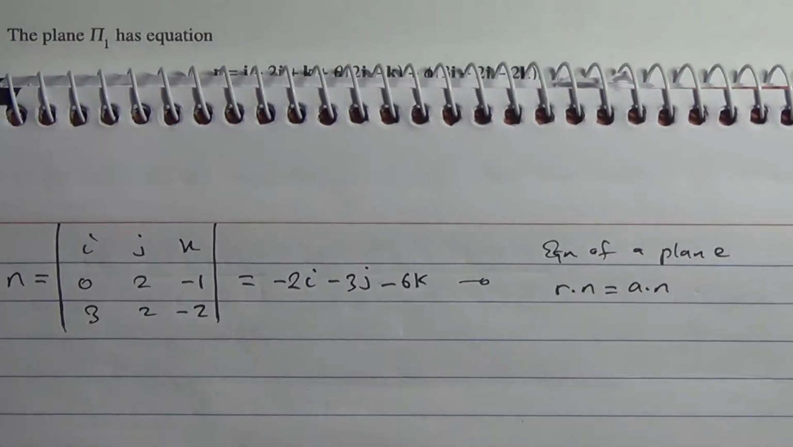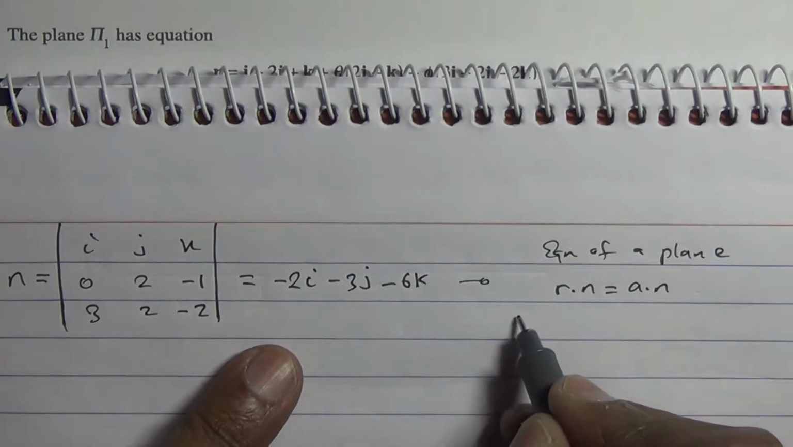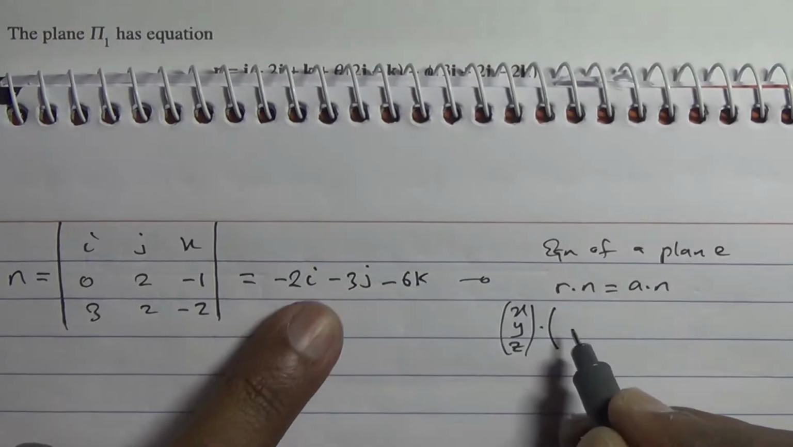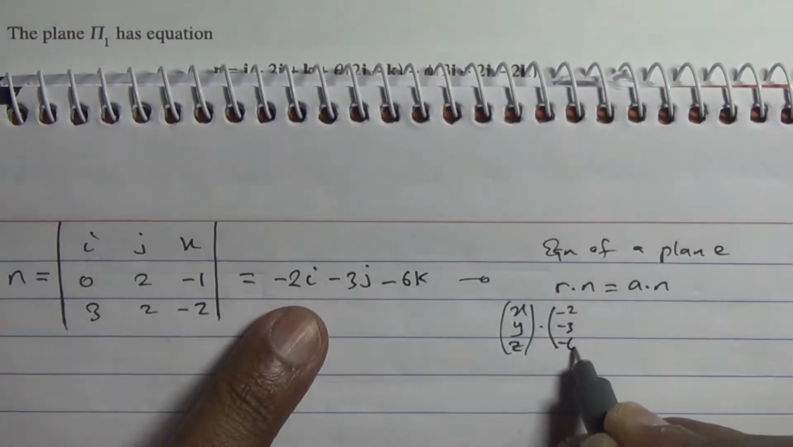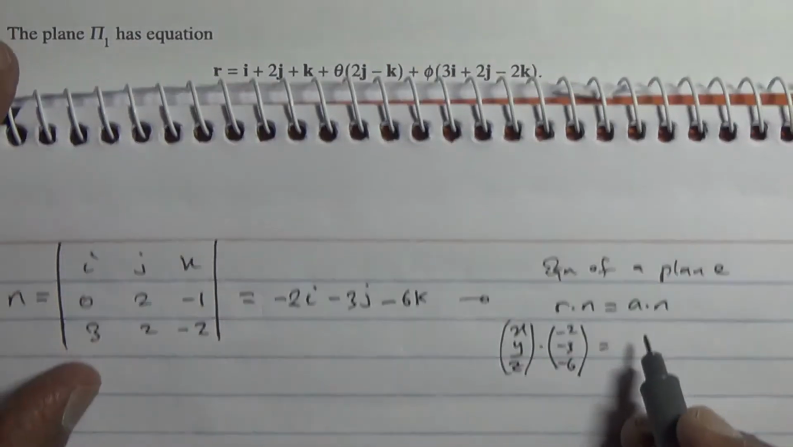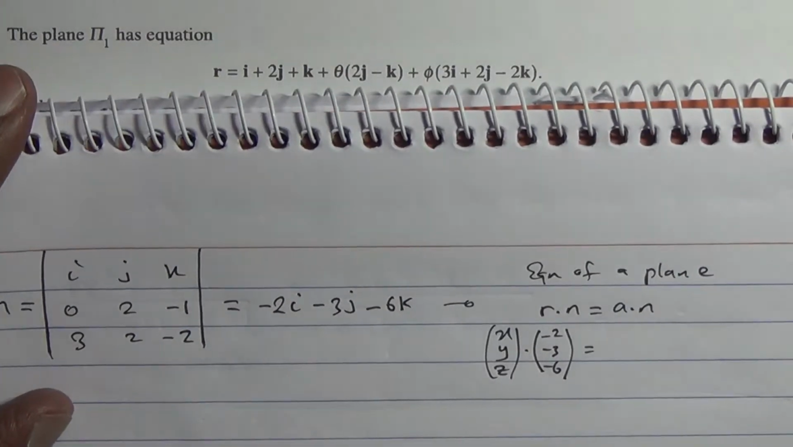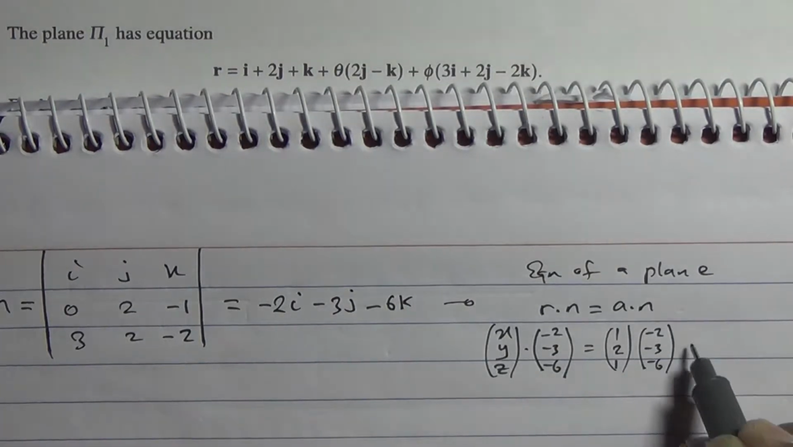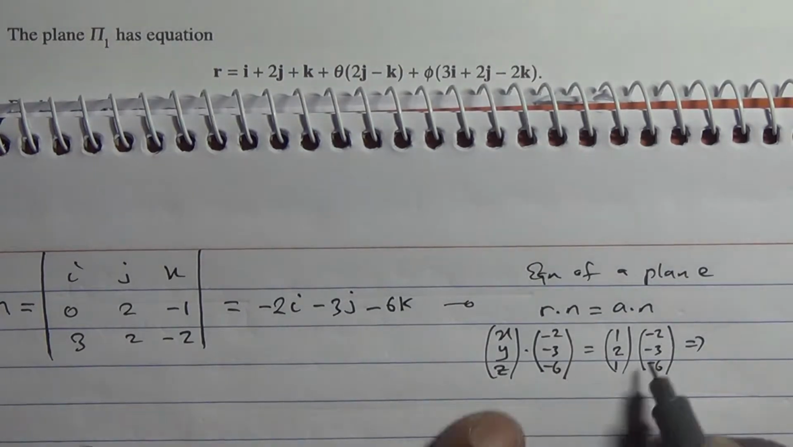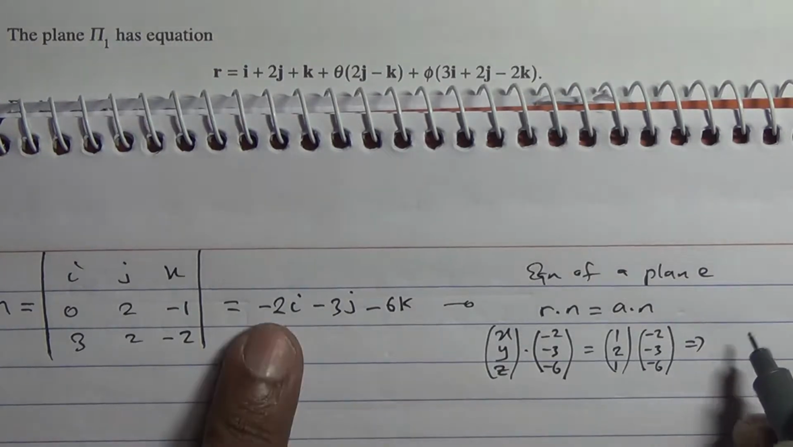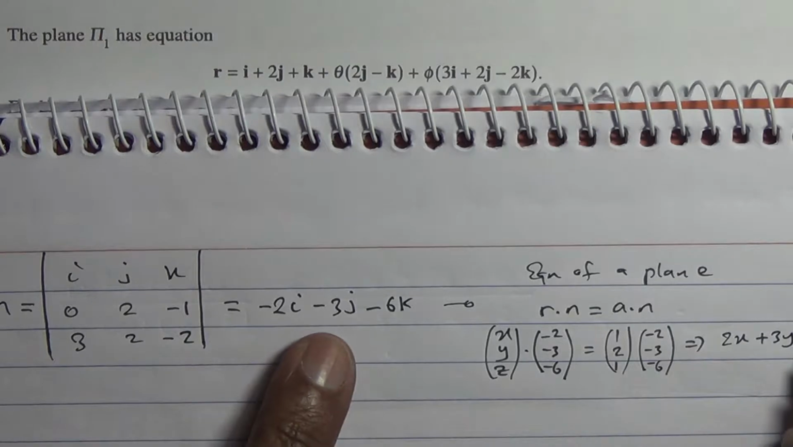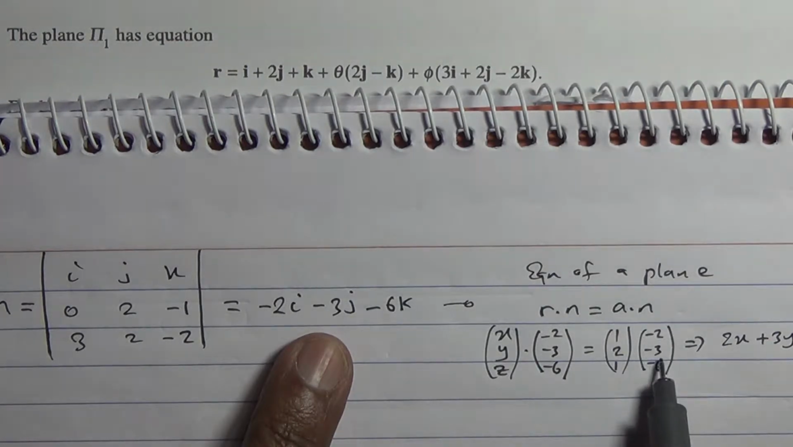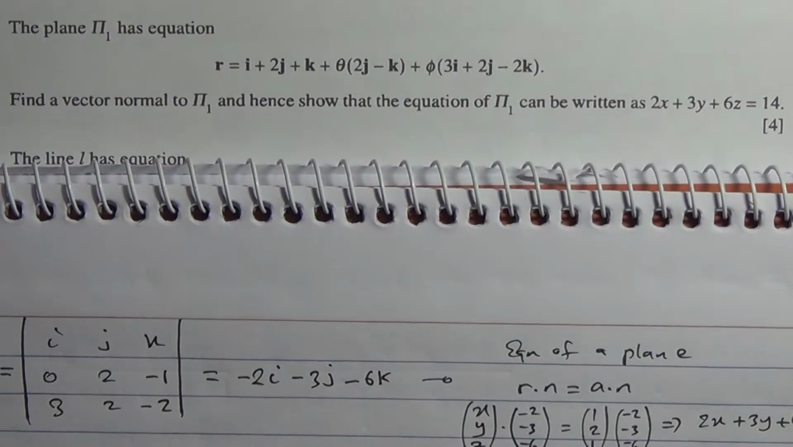And in this particular case, we have r as xyz dot n, which is minus 2, minus 3, minus 6, and that's going to be equal to a dot n. The coordinate is 1, 2, 1, that's a. So it's 1, 2, 1 times minus 2, minus 3, minus 6, and this leads to, you can see minus here, minus on both sides, so we can divide by minus 1, and this is going to lead to 2x plus 3y plus 6z is equal to 14, because 1 times 2 is 2, 2 times 3 is 6, 6 plus 2 is 8, 1 times 6 is 6, 6 plus 8 is 14. Okay, that's the first part done.